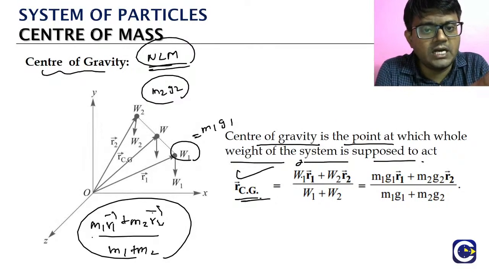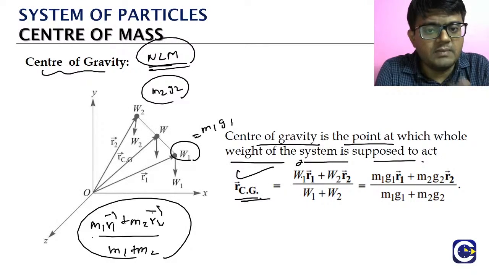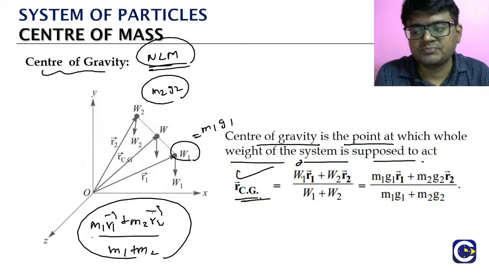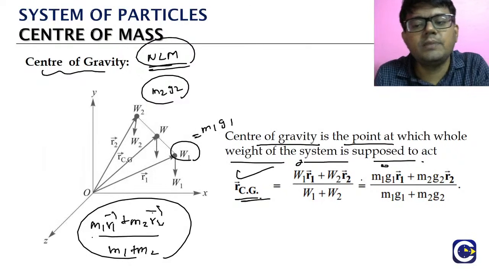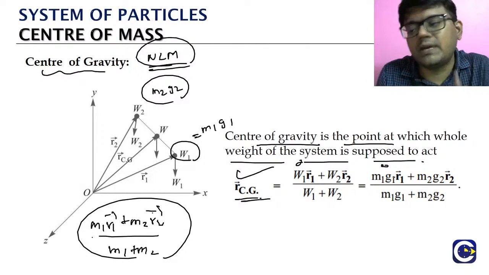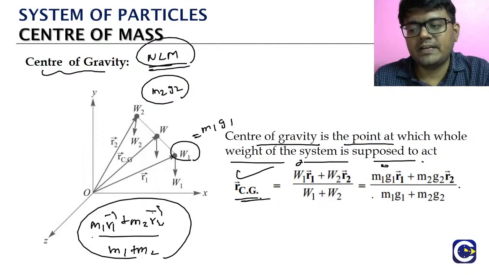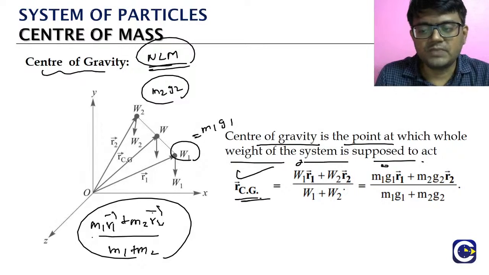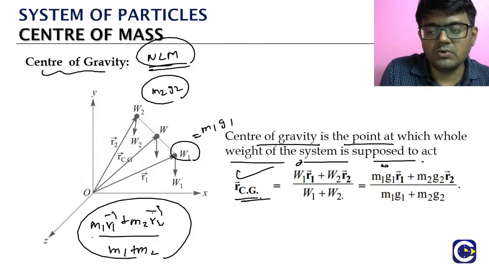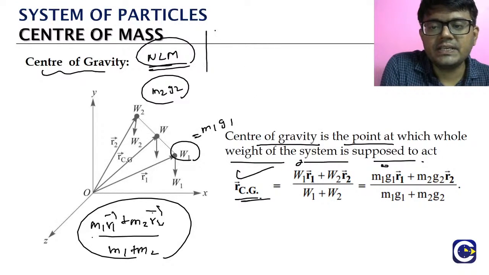ஒரு பார்ட்டிகளோட பொசிஷன் வெக்டர் நம்ம அந்த மாஸ் வச்சு மல்டிப்ளை பண்ணிருக்கோம். பட் இங்க என்ன தெரியுமா? We will multiply this with the corresponding weight. இப்ப பாருங்க, so what is it going to be? w1 ன்னு சொன்னா m1 g1 into r1 plus m2 g2 r2 divided by m1 g1 plus m2 g2. இங்க என்ன தெரியுமா? இது ஒரு இம்பார்ட்டன்டான கண்டிஷன்.